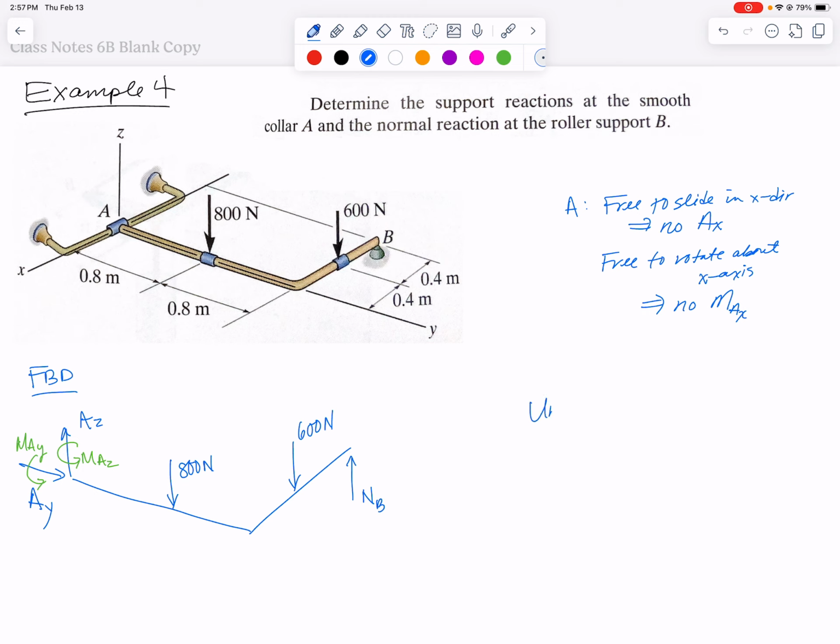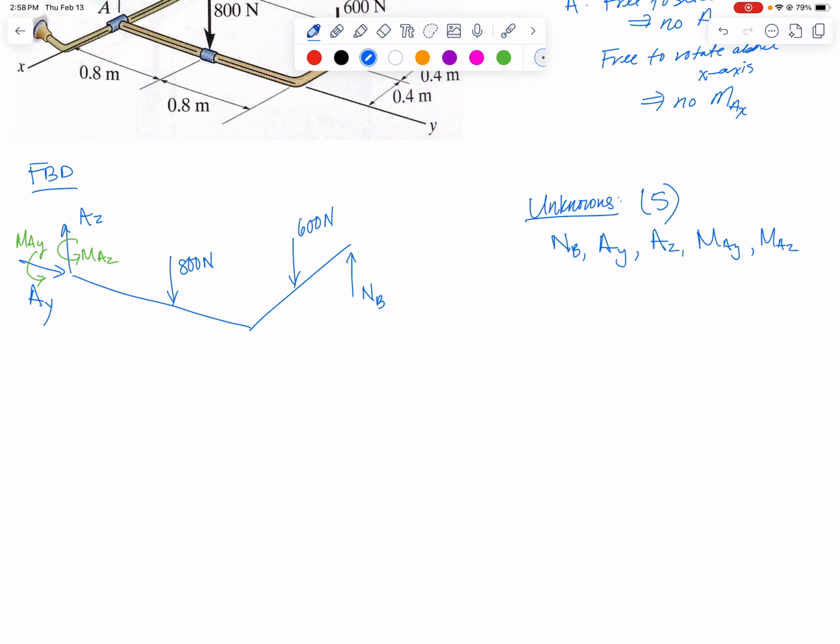So if we want to count up our unknowns, I'm counting 5. NB, AY, AZ, MAY, and MAZ. So I've got 5 total unknowns to solve for, so I will need 5 equations. Our next step in this problem is going to be just writing out equilibrium equations. And the reason we can jump straight to that is all of our forces are just in the X, Y, or Z direction, so I don't need to get any vector components.